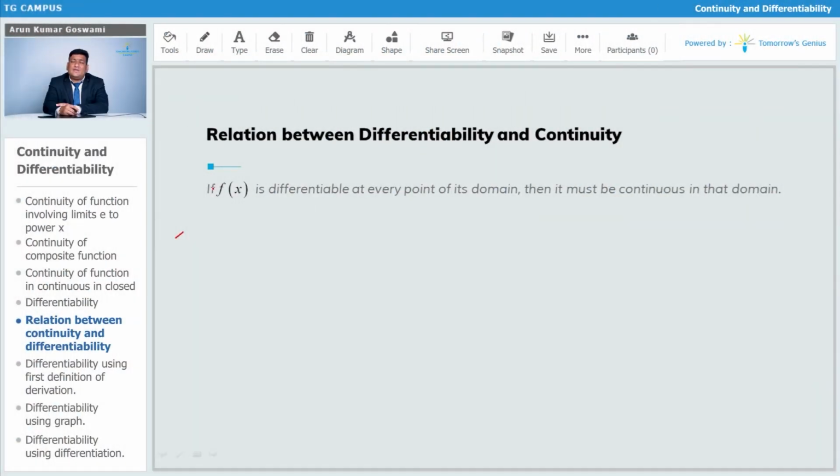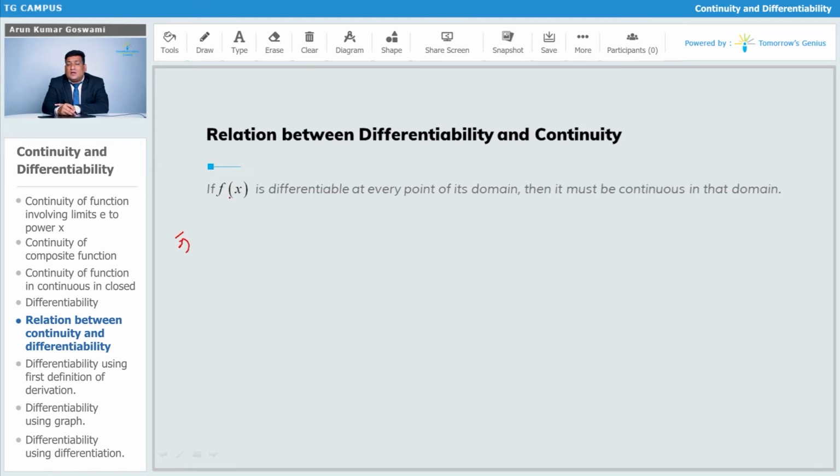Now, the relation between differentiability and continuity. As I said previously, if a function is differentiable, then definitely the function will be continuous. But if the function is continuous, we have to check the differentiability. We are not sure that the function will be differentiable or not. But if the function is not continuous, it will not be differentiable. So if a function is continuous, it may or may not be differentiable. We have to check. I'm not saying that it will surely be differentiable, but if the function is not continuous, then definitely the function is not differentiable.